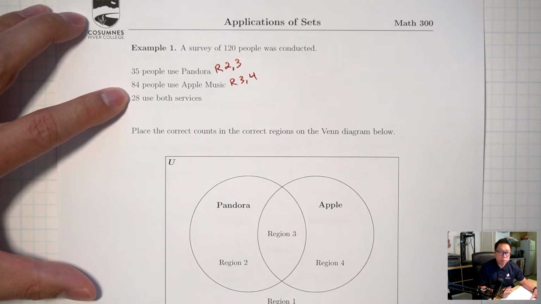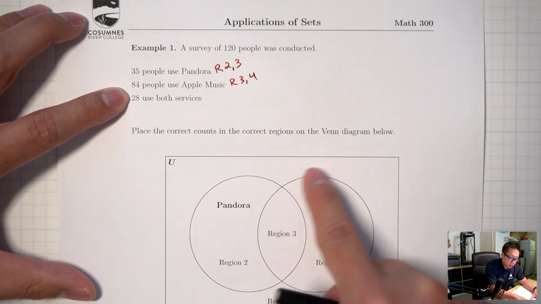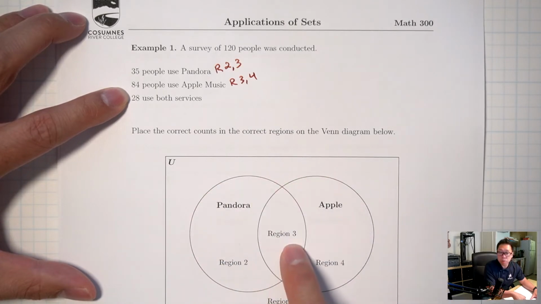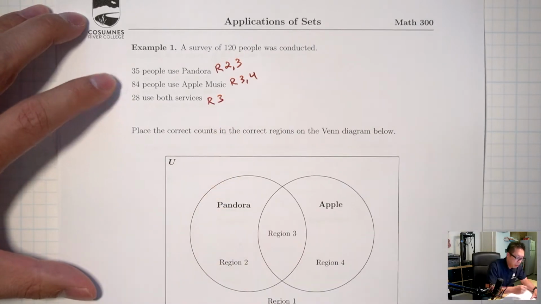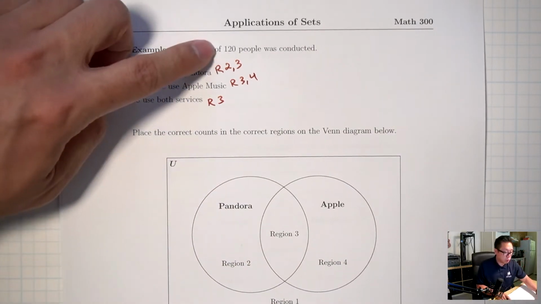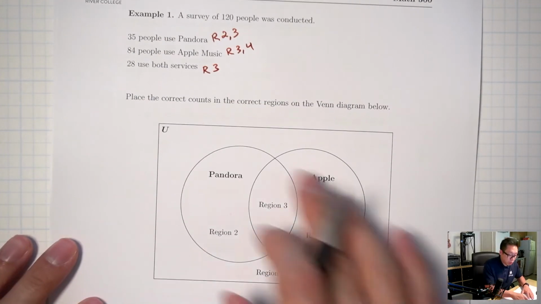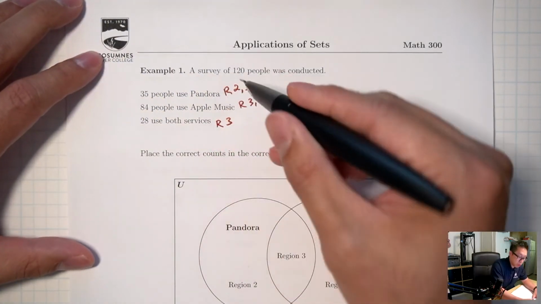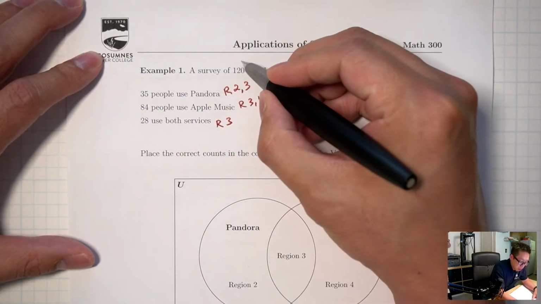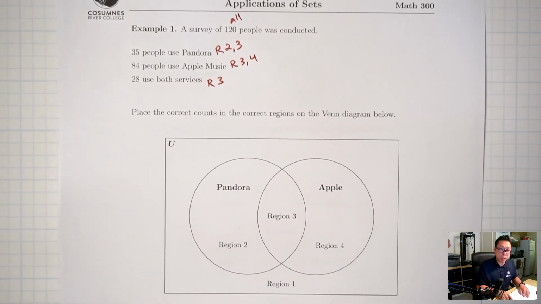28 people use both services. So which region is inside of both circles at the same time? That's going to be the overlap, which is just region 3. And then I also have this 120. So 120 people were in the survey total. So all the regions together should add up to 120. I'll write all. So all 4 regions together should be 120.